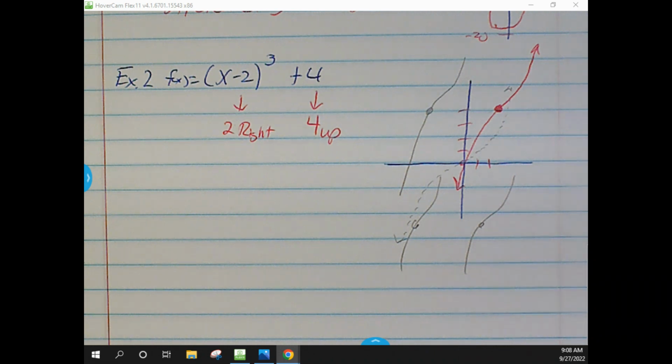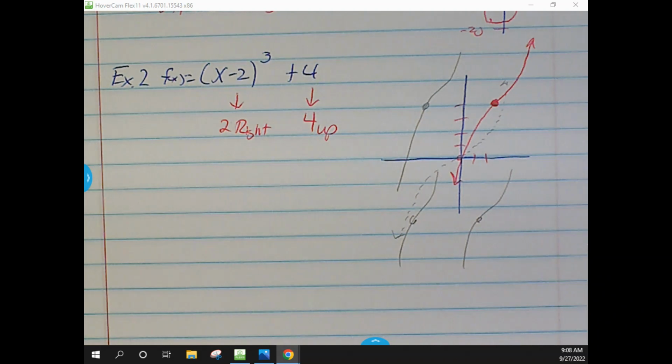So does that help a little bit with that one, Sophie? So it'll be more like this. This is A, B, C, D. You just pick the correct graph. Okay.